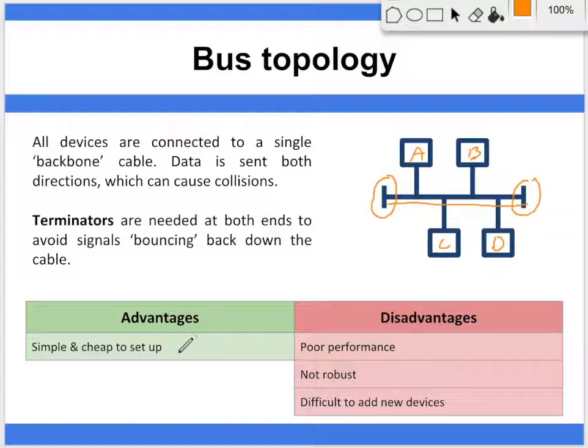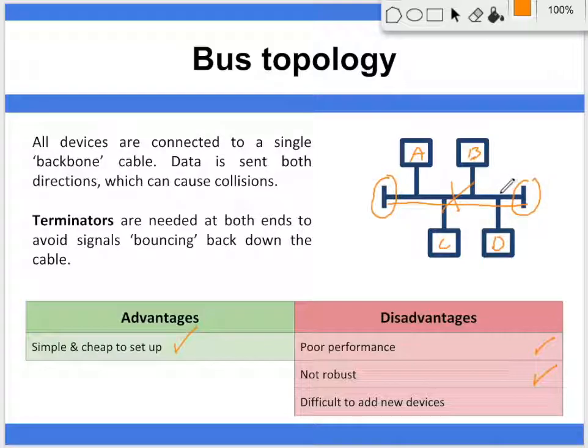Now, advantages of a bus topology is they're simple and cheap to set up. However, they are quite poor in terms of performance. Because all computers are sharing one cable, the more devices you add, the slower the network goes, essentially. So as you reach maybe 30 or 40 computers on here, because all this data is being transmitted along a single cable, the actual bandwidth is going to be shared across a wide range of users and therefore suffer.